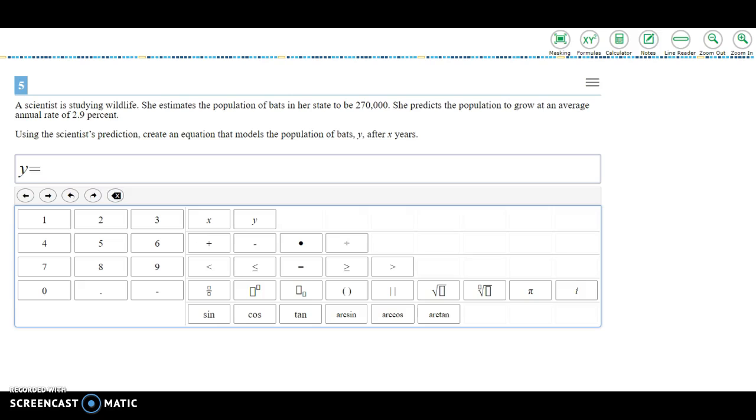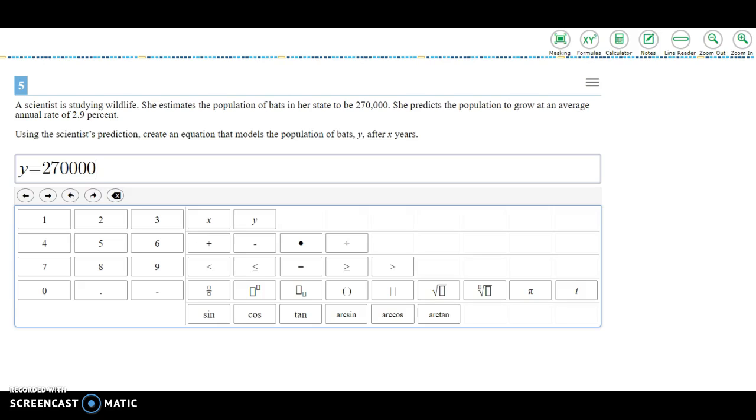So with exponential growth and decay problems, we always start with our initial value. They told us 270,000 bats. So that is our initial value. The next thing we do is we put our growth in there. Since it is an exponential growth problem, we started with 100% of the bats we had this year, and then we're growing more by 2.9%.